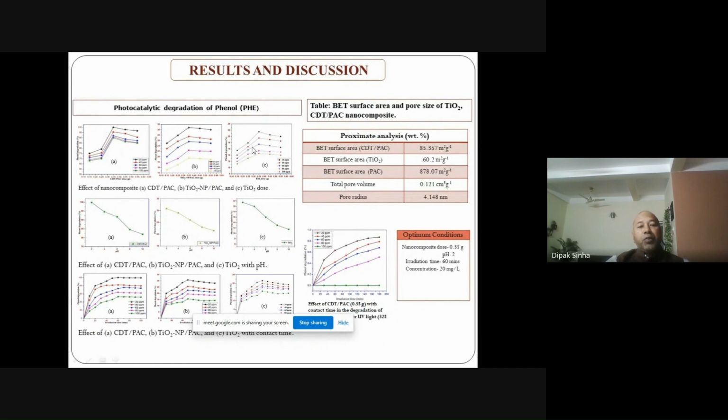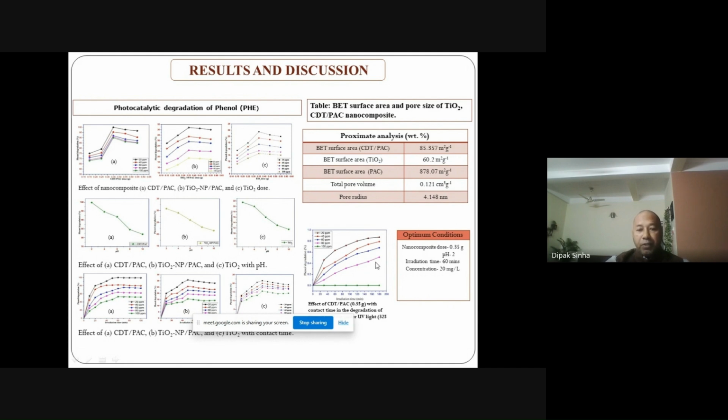Subsequently we went for the degradation of phenol. I'm not going to discuss the different results here, because the phenol degradation was done with different doses of the composite, for different strengths of the phenol solution, for different times, and the whole purpose was to find an optimum condition. We found that the best condition, where we could get 100% degradation, was for 20 ppm phenol solution, with an irradiation time, or exposure, of 60 minutes at pH 2, with a nanocomposite dose of 0.35 gram.